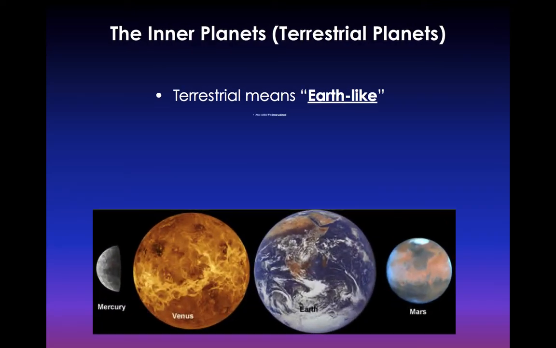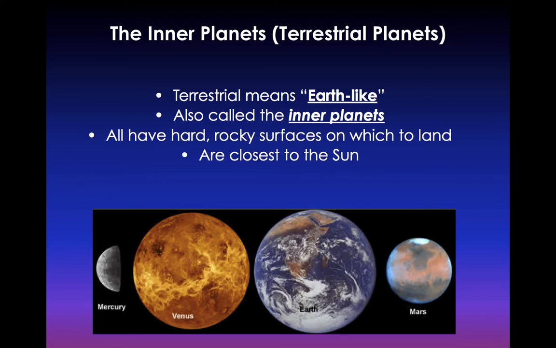All right, the inner planets. Again, I didn't make these PowerPoints from scratch. I got them and modified them, took some things out, added a bunch of things, so sorry about the animations there. The inner planets are also called the terrestrial planets. Terrestrial means Earth-like. All have a hard, rocky surface on which to land. They are closest to the sun, and some have moons, some do not.